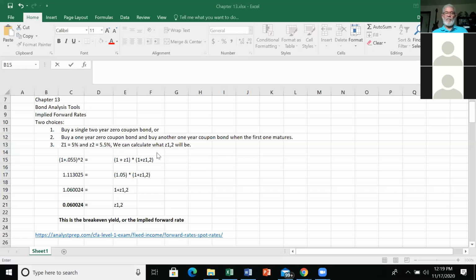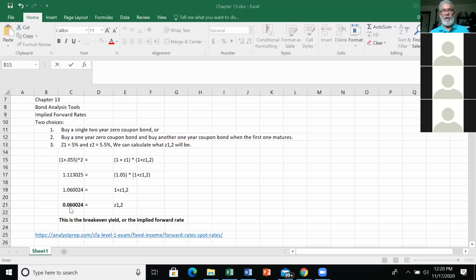But at its simplest element, we're just looking at a 2-year situation. So we know what 1 year is, and we know what the 2-year rate is, but we don't know what the second 1-year rate is. So we know that 1.055 squared, the future value interest factor, has to be 1.113025. So that means that the first year times the second year that we don't know has to also equal that. So if we divide this by 1.05, we get 1.06, which leaves us 1 plus the second interest rate.